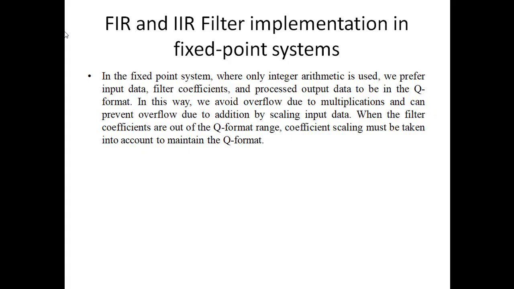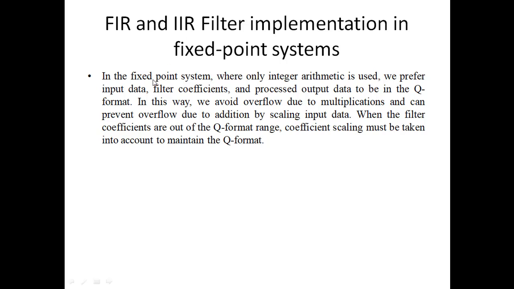Hello everyone. In this video, we'll be discussing FIR and IIR filter implementation in fixed point systems. So basically, in the fixed point system, where integer arithmetic is used, the input data, filter coefficient, and process data is preferred to be in Q format. Why does it have to be in Q format?